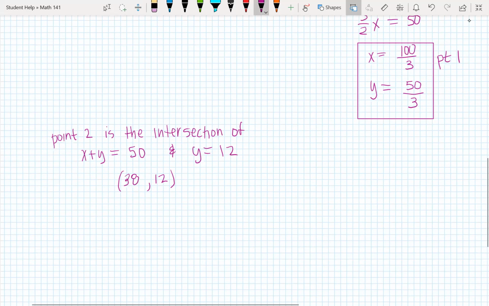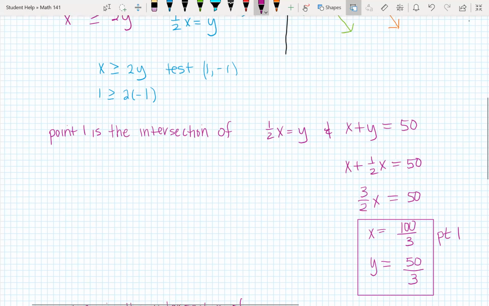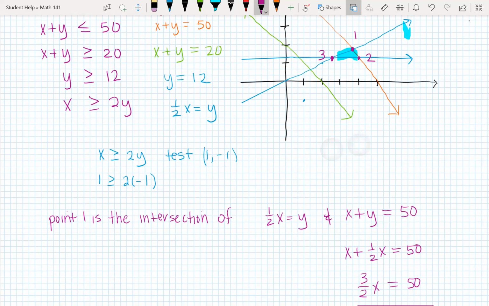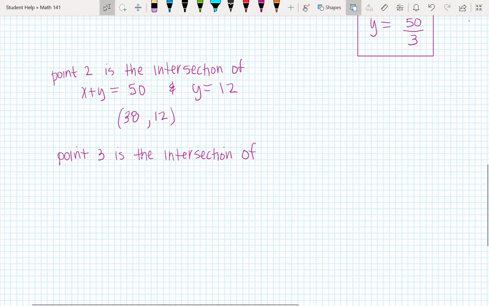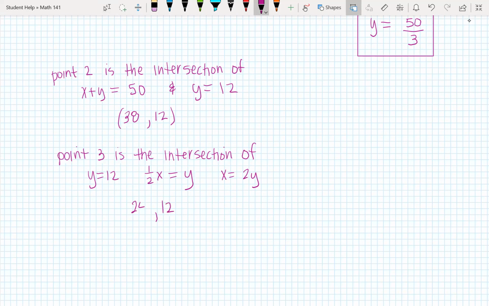And then point 3 is the intersection of, let's go back and look at the graph. It's also y equals 12, and then it's also the 1/2 x equals y. Of y equals 12 and 1/2 x equals y, or x equals 2y, right? So y is going to be 12 and x is going to be 24.